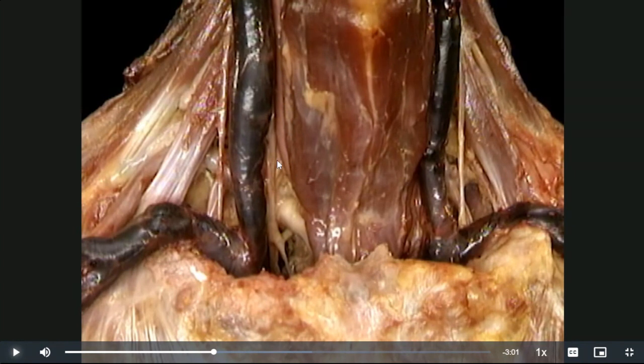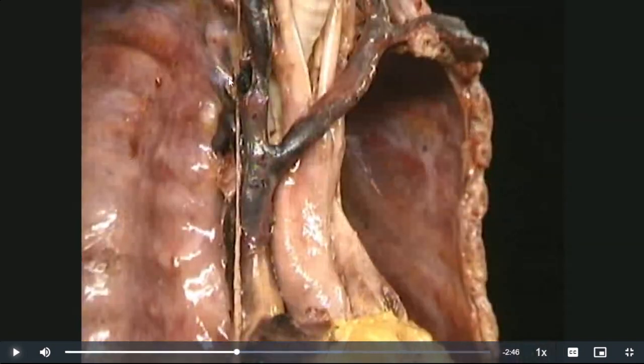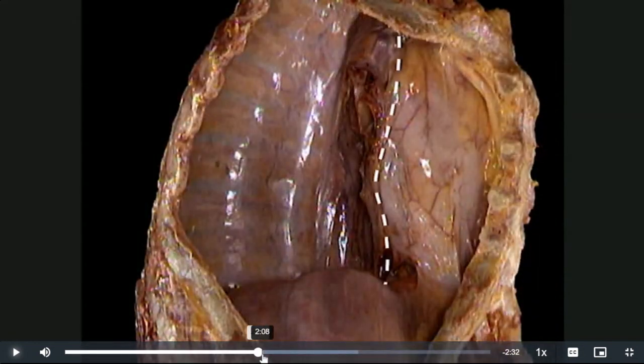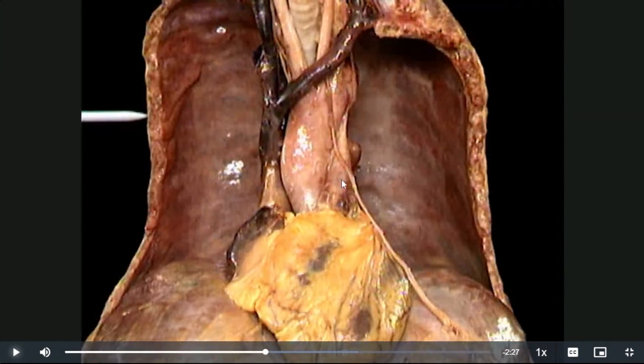So the one that's already giving out branches in the chest would definitely be your vagus, while the one that runs all the way down, you can see it going all the way down, no branches there whatsoever, that would be your phrenic nerve. All the way down, no branches. It only supplies the diaphragm. So that muscle that you see on either side, that's the diaphragm.